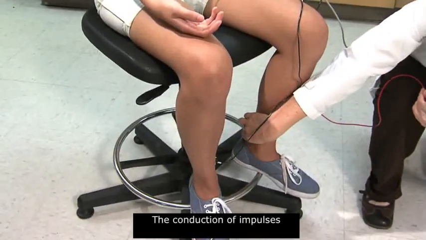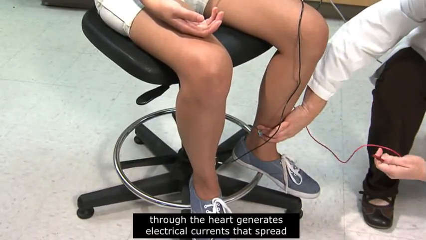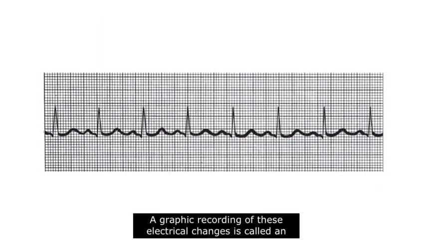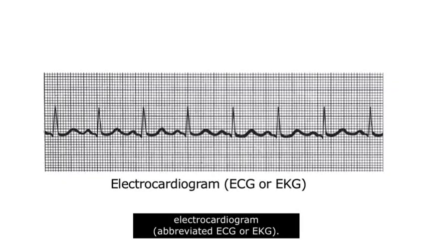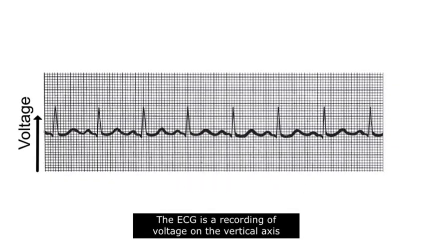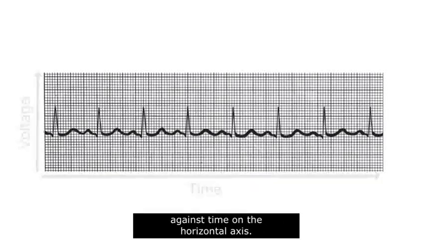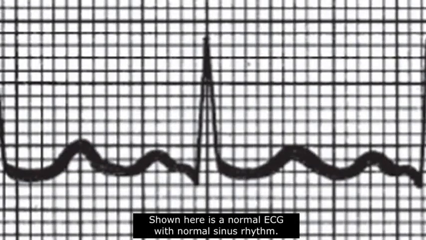The conduction of impulses through the heart generates electrical currents that spread and can be detected on the body's surface. A graphic recording of these electrical changes is called an electrocardiogram, abbreviated ECG or EKG. The ECG is a recording of voltage on the vertical axis against time on the horizontal axis. Shown here is a normal ECG with normal sinus rhythm. The waves or deflections on the tracing correlate to electrical changes in the heart, either depolarization or repolarization.